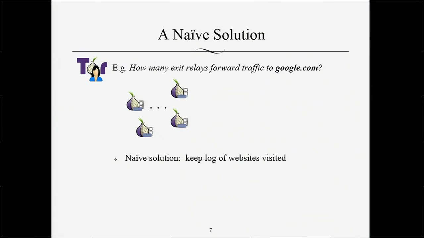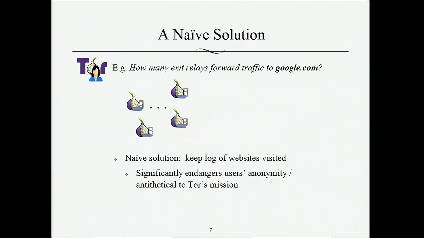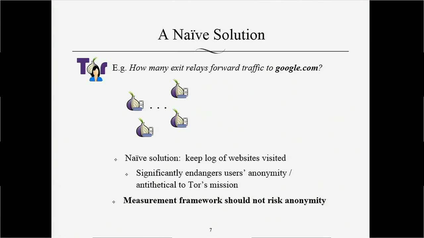So here, the maintainers of Tor would like to know how many exit relays forward traffic to google.com. The naive solution would be for the exit relays to keep logs of the website visits. However, research studies show that this could endanger users' anonymity, and this is antithetical to Tor's mission because Tor does not currently log client connections or website visits. Also, the measurement framework should not provide new attack surface and risk users' anonymity in some other way.